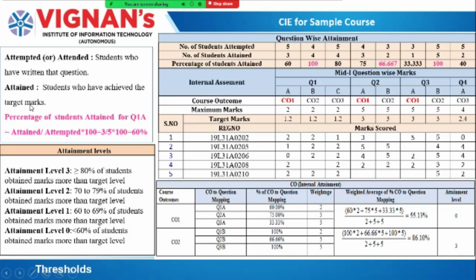Similarly, if 70 to 79% of students obtain marks more than the target level, then you will get 2. In between 60 to 69, you will get 1. And less than 60, you will get 0. So like that, see here, this is 55.13 percentage. So here you will get only 0. Got it?